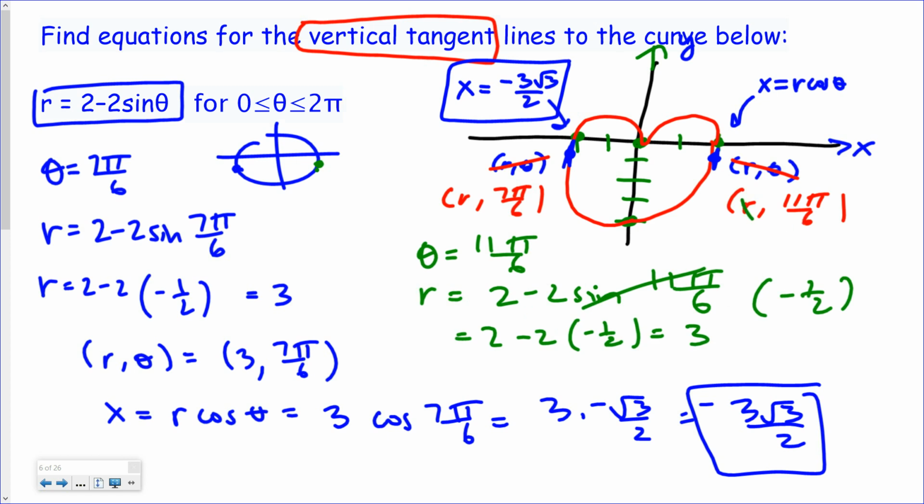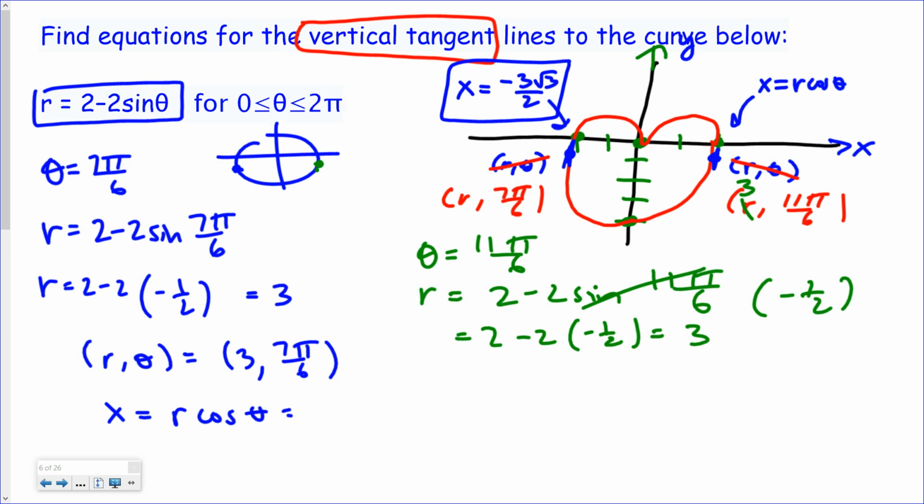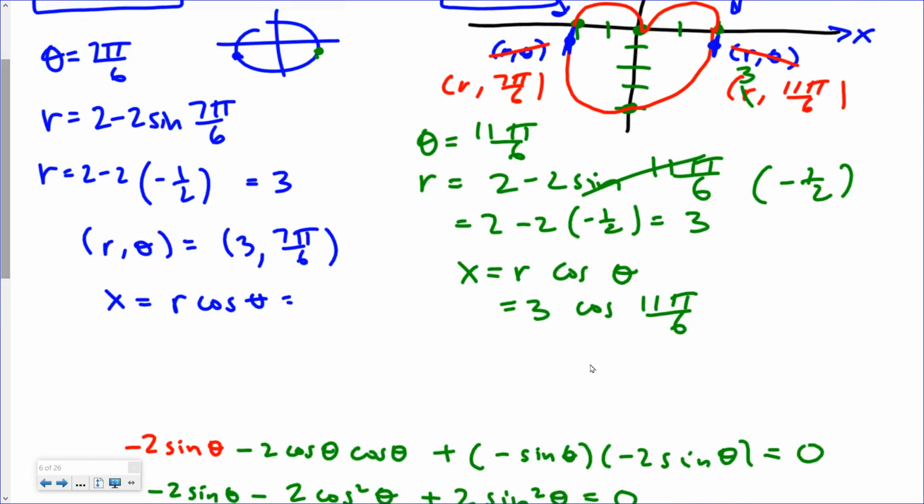So again, this r becomes 3, and your x is going to be r cosine theta, okay? But I know my r is 3 and my theta is 11 pi over 6, so this is 3 times the cosine of 11 pi over 6. And the cosine of 11 pi over 6 is root 3 over 2. So I do get what I thought I would get, which is 3 root 3 over 2 is equal to x.